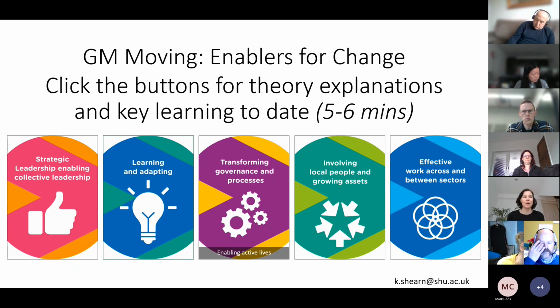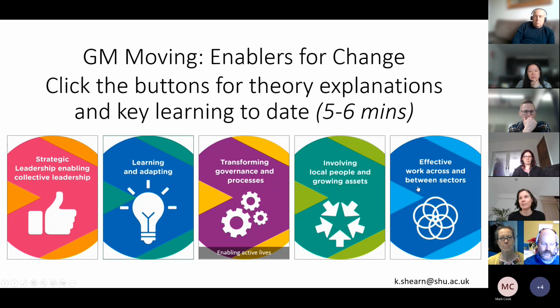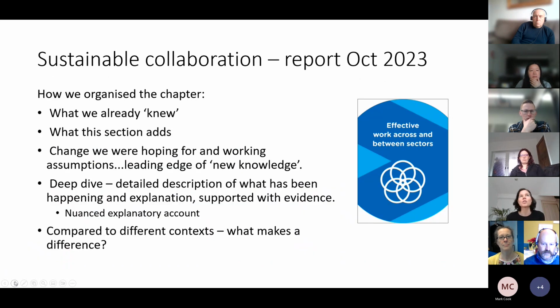And you'll see when I share my report, I was looking at it today and thinking, well, I know the steps I've gone through and the data that I want to present, but actually it does look very dry. That's why I wanted to show it, to illustrate the components that we think are important, but it's not to say that this is the only way of displaying that information. So what we did in the October report is a deep dive into this one, effective work across and between sectors, and we're now thinking about what is the leading edge of this work in Greater Manchester.